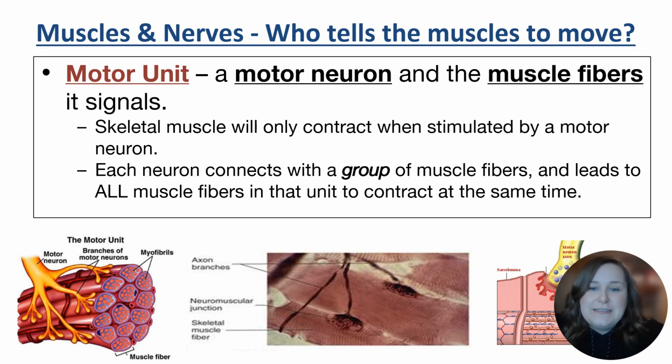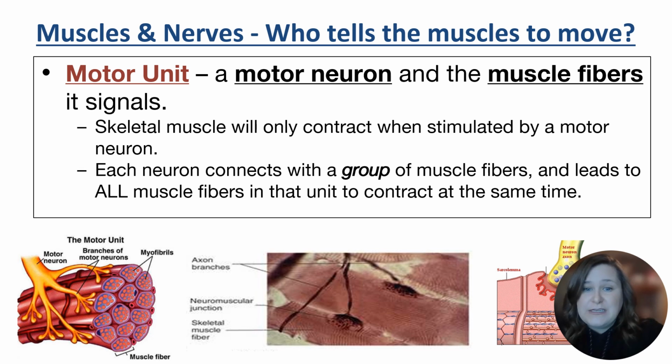Okay, so let's talk a little bit about the steps leading up to this, and then we will talk about muscle contraction itself. So the real question here is with these muscles, who's telling the muscle to move? So we have what we call a motor unit. A motor unit is going to be a motor neuron and all of the muscle fibers that it's going to signal. So the skeletal muscle will only contract when stimulated by that motor neuron.